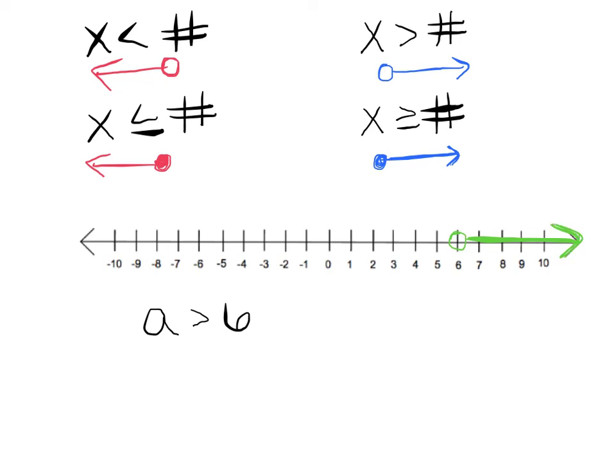Now, let's try one more. Let's look at one more less than. Let's say B, because I'm at that area in the alphabet, is less than or equal to 0. So, I need to mark my boundary point. That's 0. And could B equal 0? Yes, it could. So I'm going to color it in. And we want to shade where all those numbers that are less than 0 are, and those are to the left.